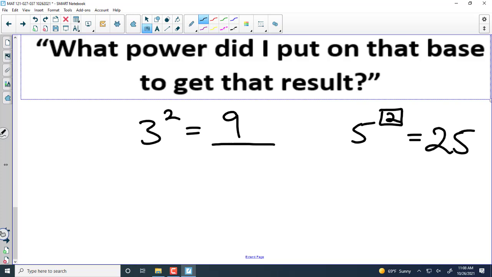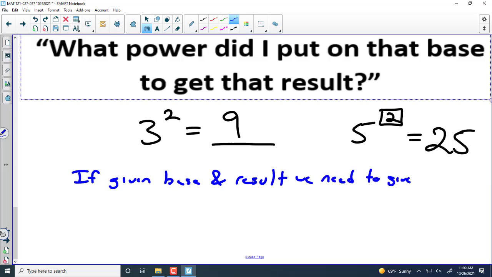Can we do that, everyone? Can we look at it and think backwards rather than taking a base to a power and getting a result? Can we look at the base and the result and give the power? Because that's what we need to be able to do. If given base and result, we need to give the power.